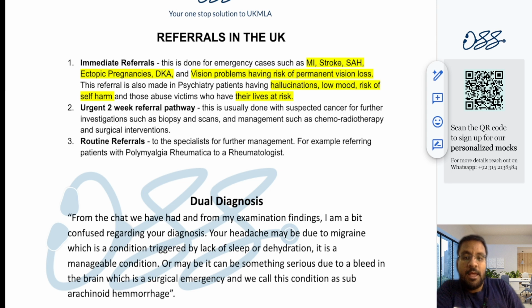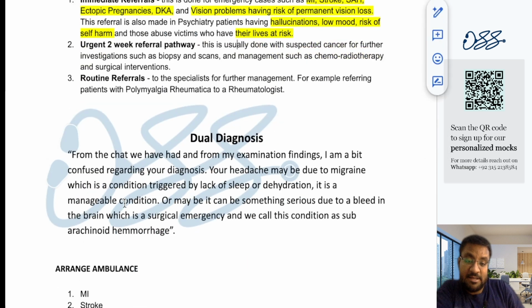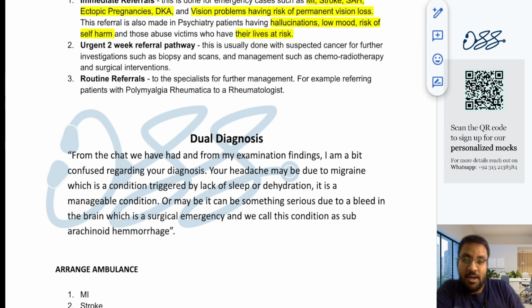Okay, then moving on to a very, very important thing. This is a commonly asked question that many students bring up to me: Dr. Sarosh, what if we are unable to reach a diagnosis? First of all, it is very essential that you reach a particular diagnosis. You cannot just get away by playing the dual diagnosis thing everywhere. You need to make sure that your history and your data gathering is so accurate that the diagnosis is there in your head.